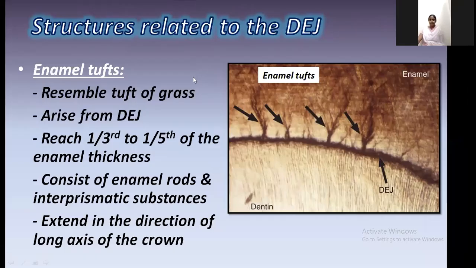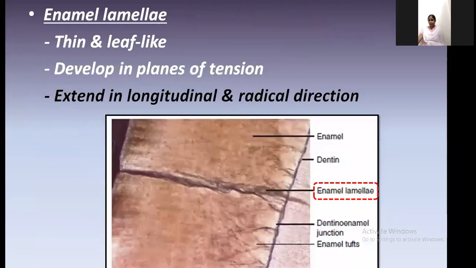First, enamel tuft resembles a tuft of grass. They arise from the dentino-enamel junction, reach 1/3 to 1/5 of enamel thickness, consist of enamel rods and interprismatic substances, and extend in the direction of the long axis of the tooth.